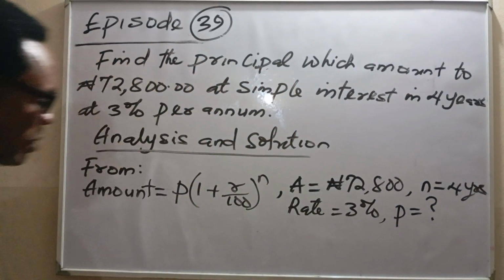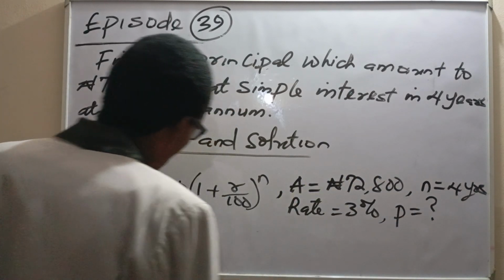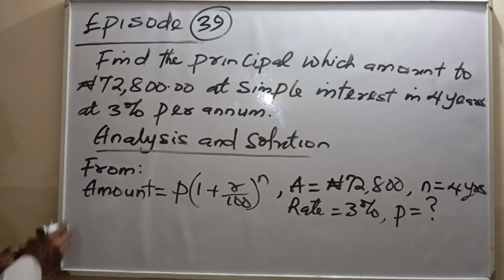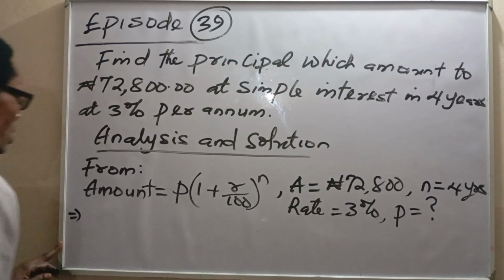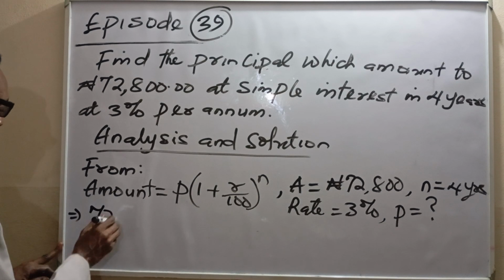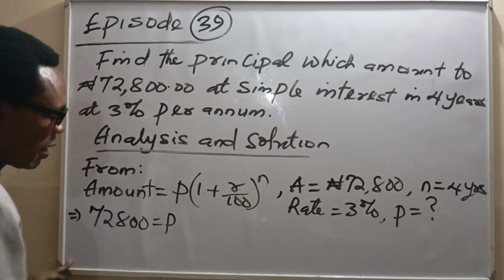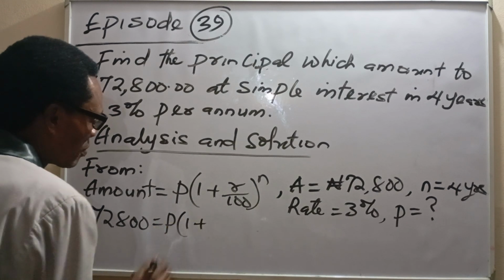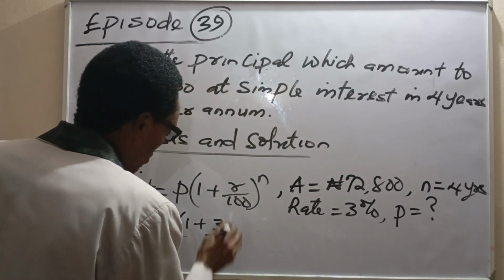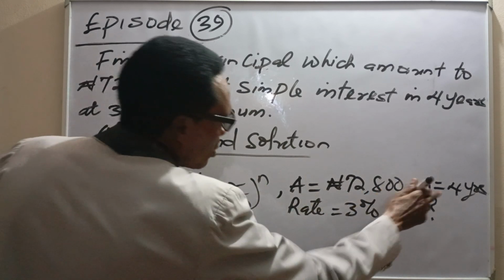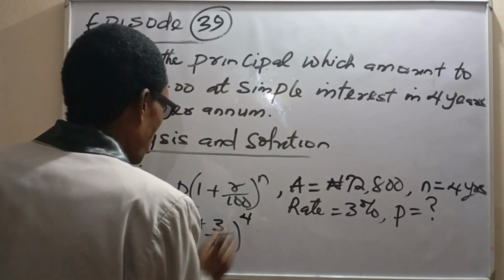So now we substitute all these values into this formula, which implies our amount 72,800 equals P, open bracket, 1 plus 3 over 100, raised to the power of 4.